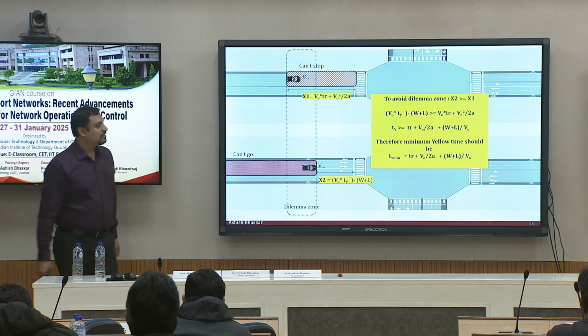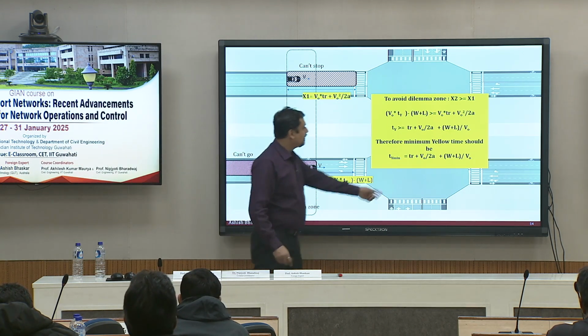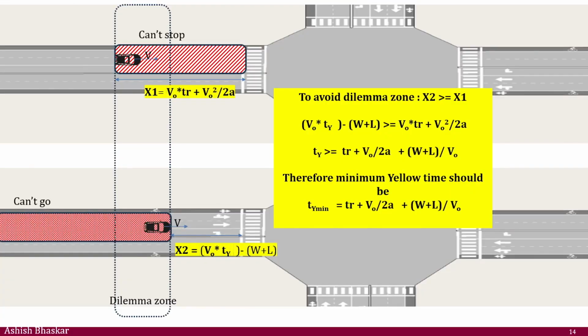So yellow time depends on, yes, you are right, the speed, the design speed. It depends on the width of your intersection. It also depends on whatever is the effective length you are thinking about.